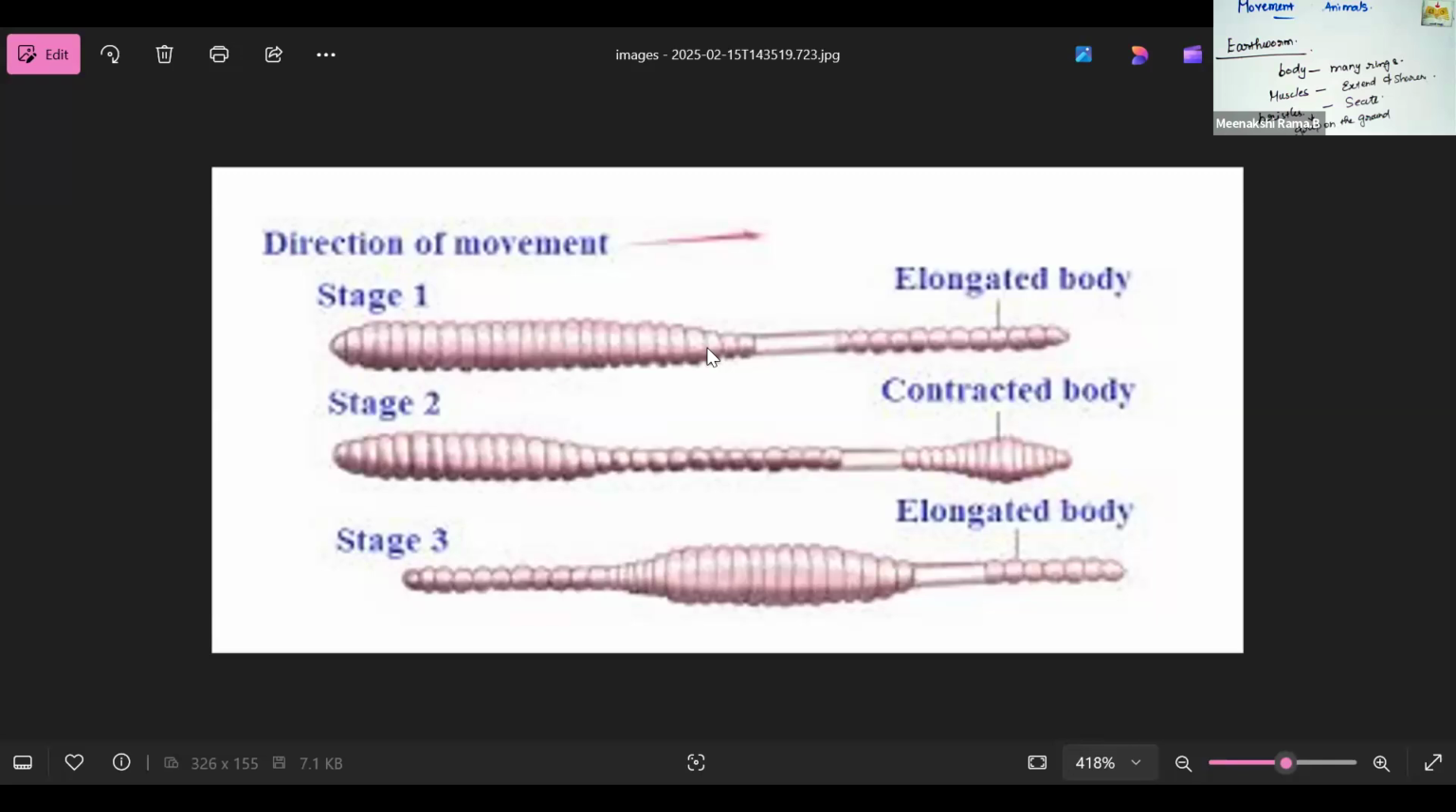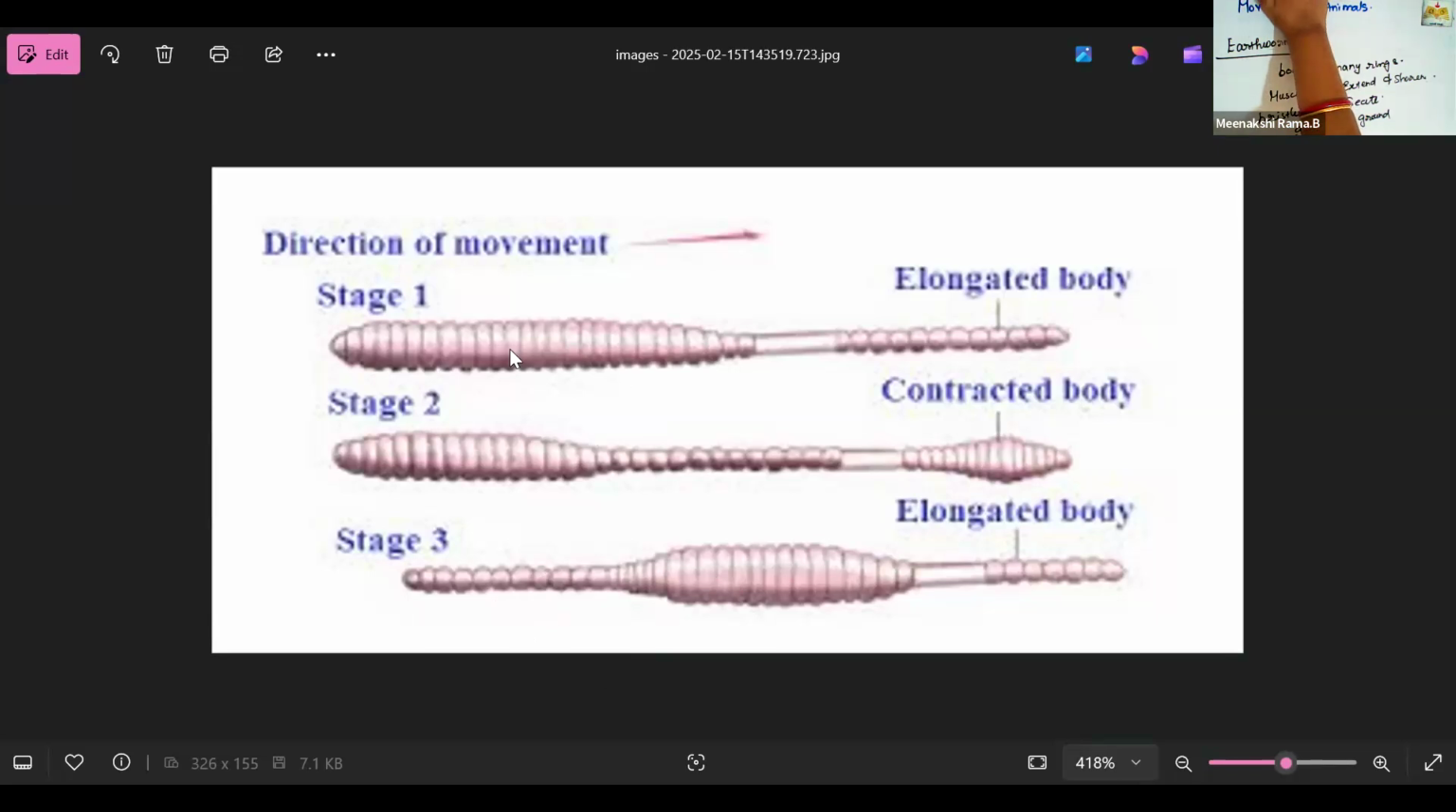Then it fixes the front end and releases the rear end. The back end is released, so automatically it contracts in that place. The second action is that the back portion contracts the body. Then it shortens the body and pulls the rear end forward. So this is the third action of movement, after the elongation of the body.